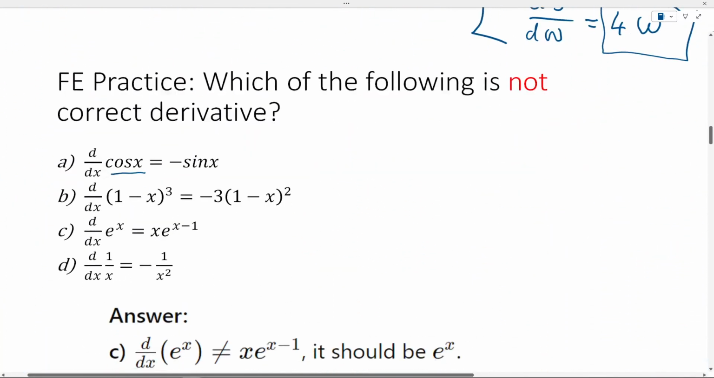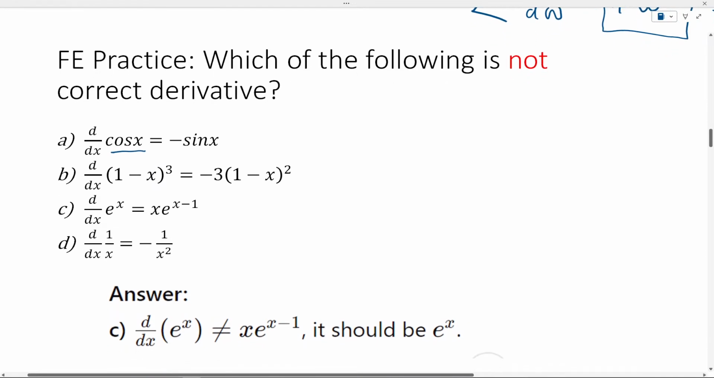Please read the question carefully. Sometimes in the homework you don't read the question carefully and you miss points. So please read the question carefully and see exactly what it's asking you. Which of the following is not the correct derivative? This is a multiple choice question and you want to find which is not.